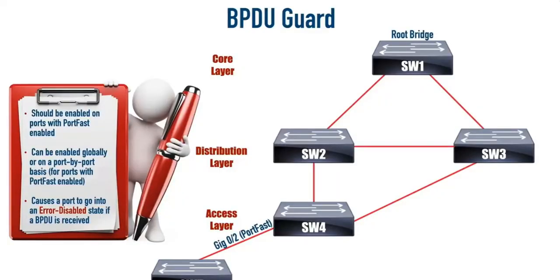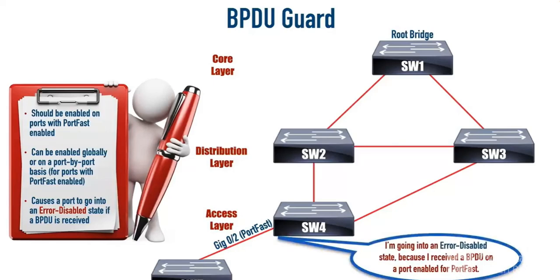For example, let's say that we're plugging in switch 5 into a switch 4 port, which was configured previously for PortFast. Maybe we just forgot that we did that. Well, as soon as that BPDU from switch 5 goes into switch 4, if interface gig 0/2 on switch 4 is enabled for BPDU Guard, it's going to see that and it's going to say, I'm going into an error disable state because I received a BPDU on a port that was enabled for PortFast. And I'm going to stay in that error disable state until the BPDUs stop.